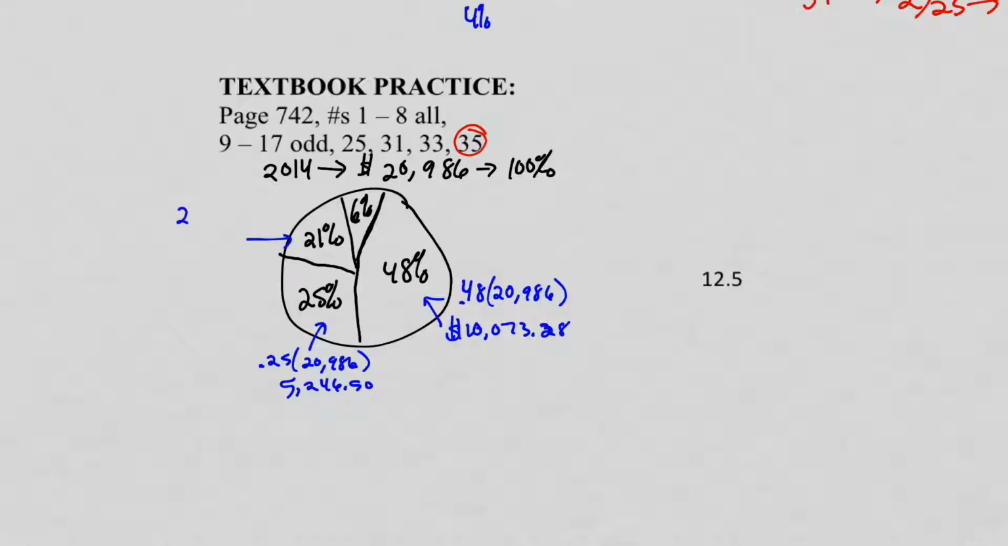And this one is going to be 0.21 times our total amount, which is going to give us 4,407 and 6 cents. And then the cheapest amount will be 6% of the total, 1,259 and 16 cents. Okay, so that's what you have to do for your homework.